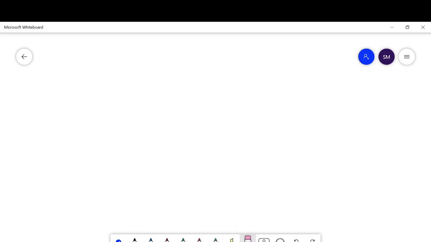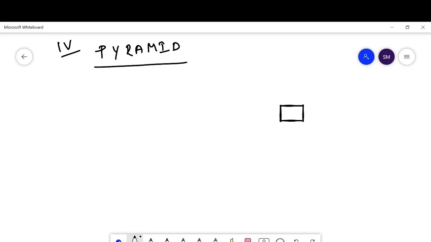Okay. Then another question. Then pyramid. The features of a pyramid. A pyramid is also a three-dimensional solid. In a square pyramid, the base is square and there is a vertex, and all these points are joined to the vertex.